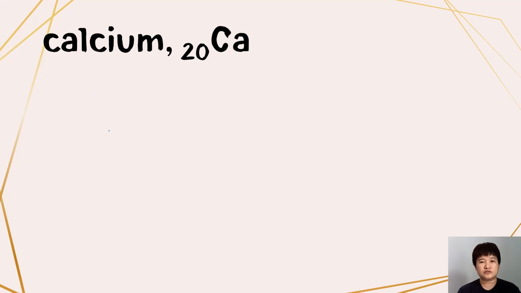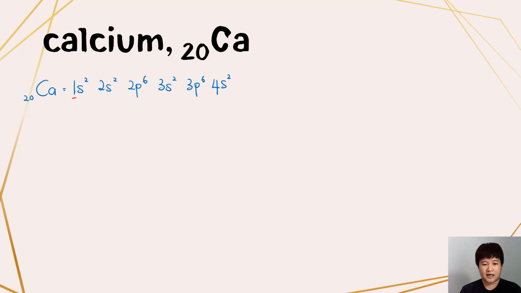Let's do a few more examples before we finish. We start off with calcium 20. The electronic configuration of calcium 20 is 1s2, 2s2, 2p6, 3s2, 3p6, 4s2. Which period is calcium located in? Simple, look at the n. I have n equals 1, n equals 2, n equals 3, n equals 4. So the highest n is 4. Therefore, calcium is in period 4 in the periodic table.